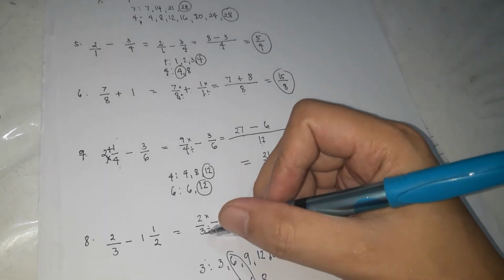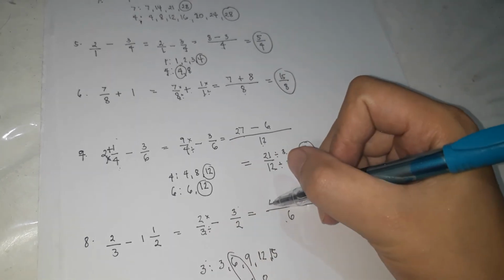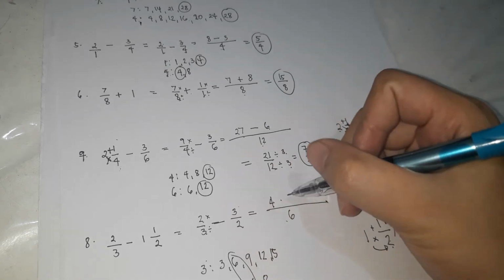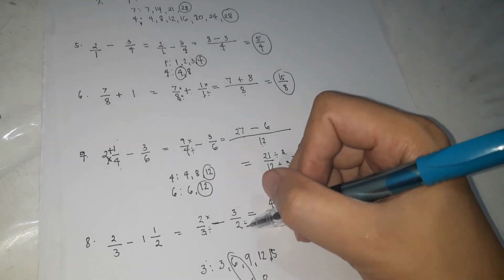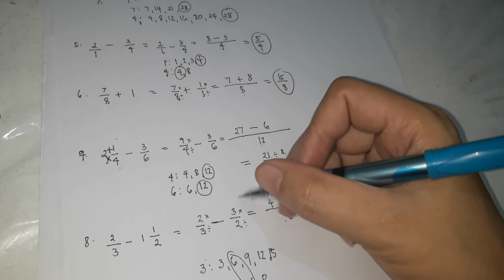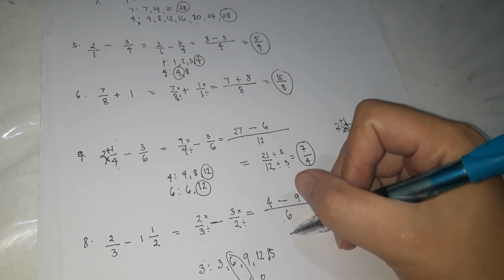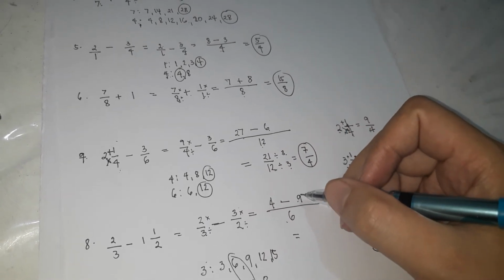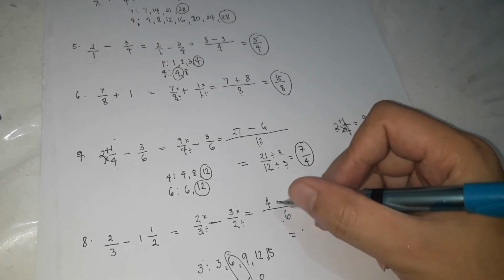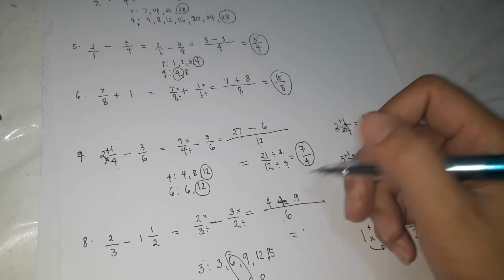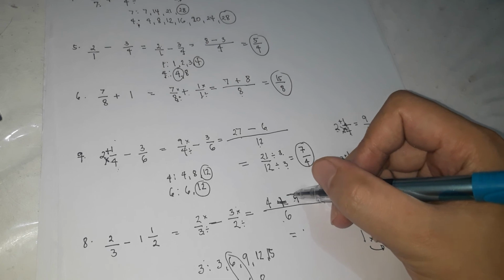Divide: 6 divided by 3 is 2, times 2 is 4. Copy the minus. 6 divided by 2 is 3, times 3 is 9. So 4 minus 9. Okay, 4 minus 9. Because of the minus, it becomes plus, and the positive 9 becomes negative.